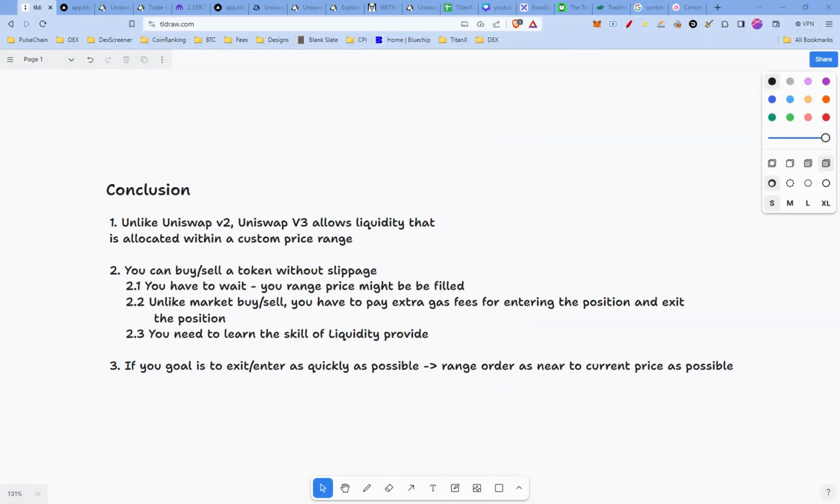Sure, you can buy and sell a token without slippage, but there's a price to pay. Number one, time. You have to wait. And also, your range price might not be filled. And unlike market buy or market sell, you have to pay extra gas fees for entering the liquidity position and exiting the liquidity position. And the price you also pay is that you need to learn the skill of liquidity providing. So if your goal is to exit or enter as quickly as possible, you have to place your range order as near to the current price as possible.